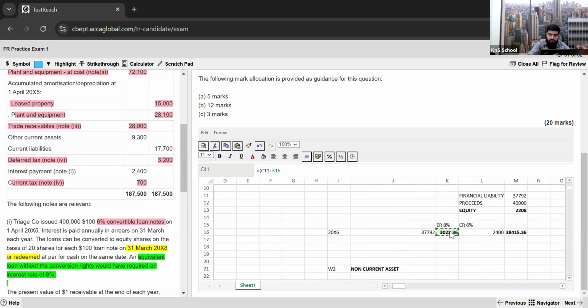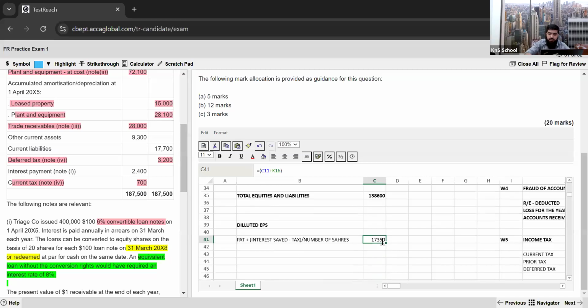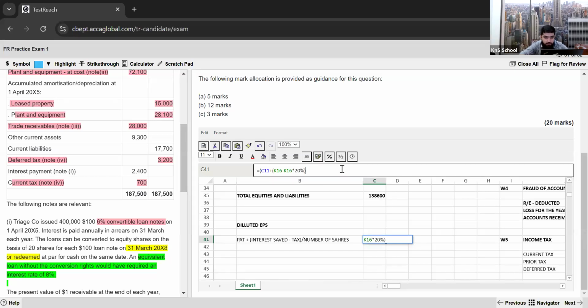Okay, we have added the interest, and this is not the end. Now what we have to do: the interest that we are going to save, obviously there will be a tax on this particular interest. So we are obviously reducing it by deducting the income tax. So income tax will be calculated on that interest. So K16 times 20%.